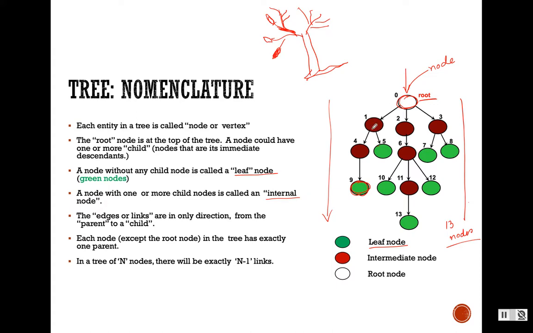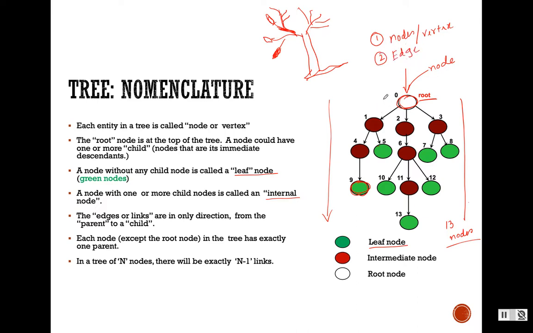Now let's see another component of a tree: the edge. The first component, or all the entities, are known as nodes. The circles are known as nodes or vertices. Another component of this data structure is this line. You can see the line that is connecting two nodes. It is known as an edge.